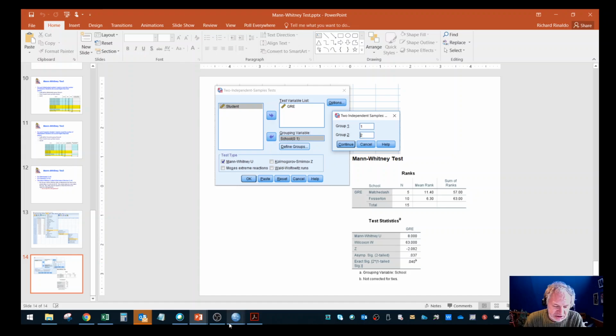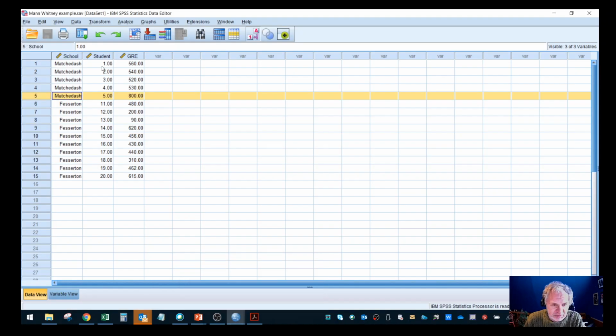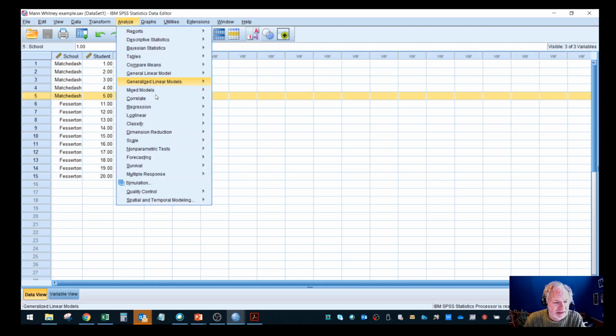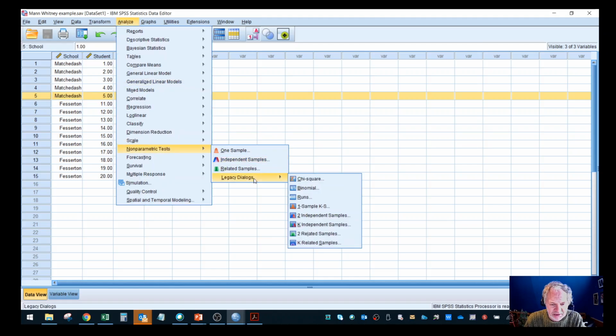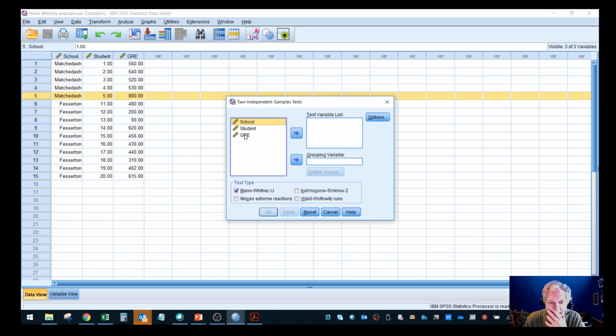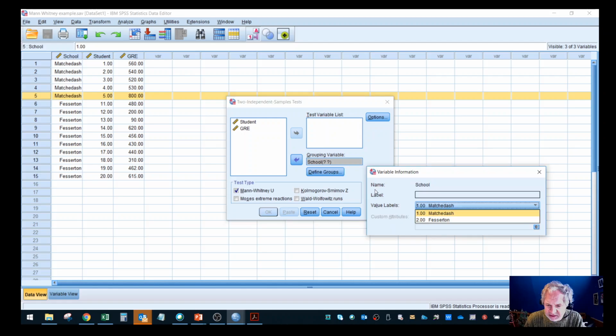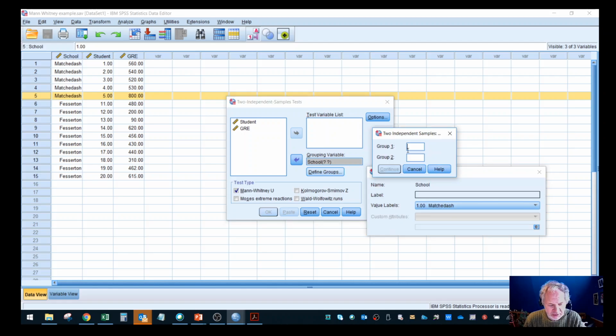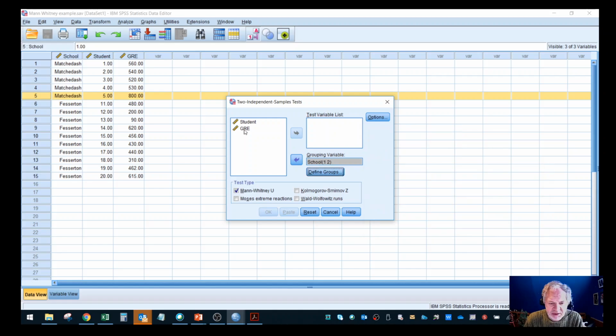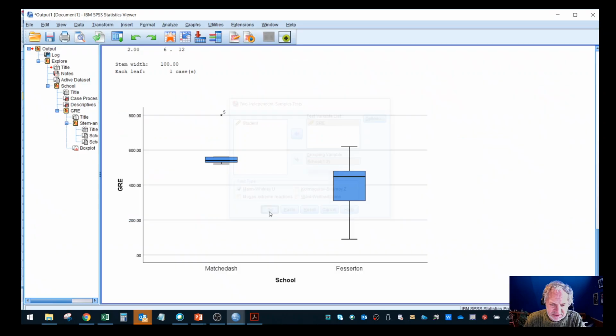Now to do this in SPSS, I'll just walk through: Analyze, Non-Parametric. I use the Legacy because I'm a geriatric. 2 Independent Samples. School is my grouping variable. Right click, and it's a 1 and a 2, so define the groups. 1 and a 2, continue. Test variable is the GRE. I want the Mann Whitney test. Don't worry about the other ones.